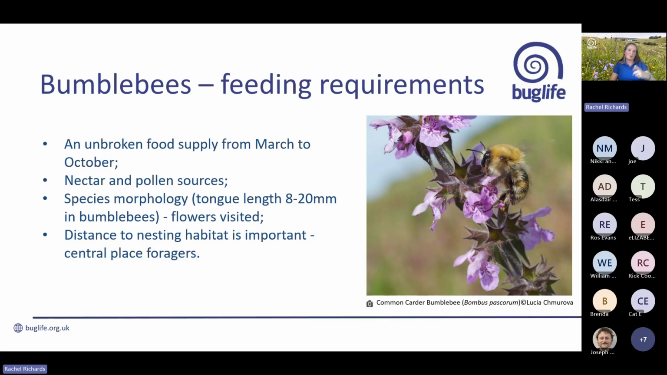And I've just got about tongue length there. Different bumblebees have got different tongue lengths. Some prefer deep flowers, some more shallow flowers, and they're central place foragers, like we were saying. So they're traveling out from the nest, and ideally they don't want to be going too far to get their food. So having that connected habitat around nesting sites is important.